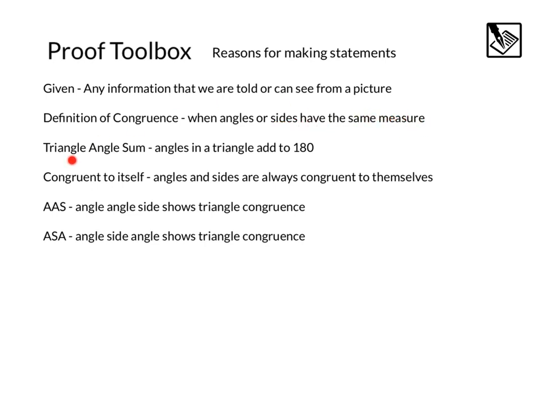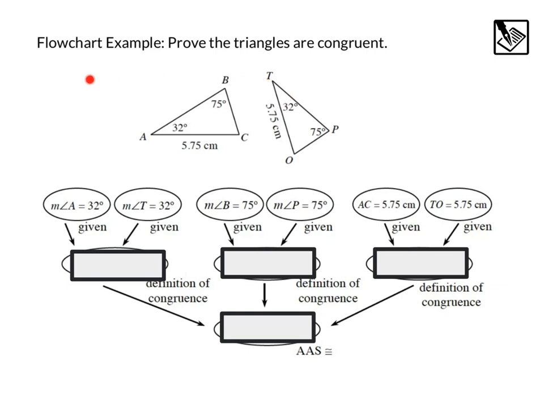We can say the triangle angle sum theorem tells us that angles in a triangle add to 180. That might be useful if we're missing an angle. We also know that things are congruent to themselves. Angles and sides are always congruent to themselves, which makes sense. Then we have our two triangle congruence theorems we talked about earlier, angle-angle-side and angle-side-angle. These both show triangle congruence if we can prove that we have these relationships between triangles. Let's use some of those tools in a flowchart example.